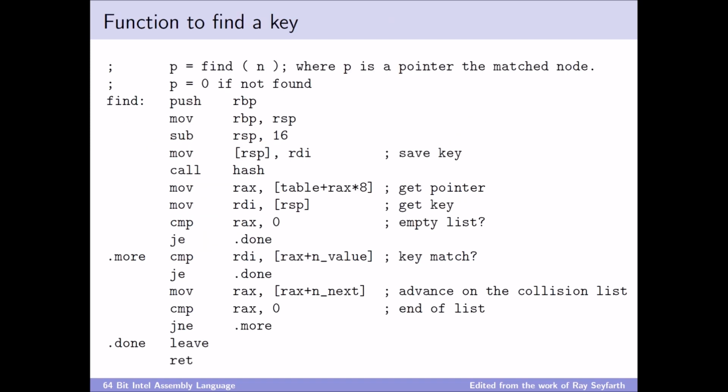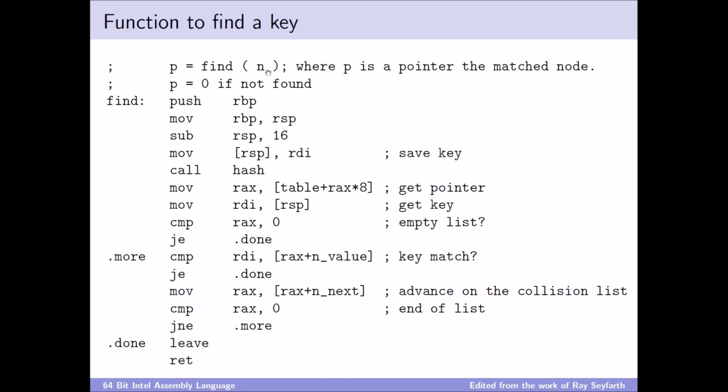Okay, so now that we have our basic structure, let's discuss how we could implement a function to find a key inside our hash table. So what we will want to do is implement the function find, which will take a single parameter, which will be the key that we're looking for, and I want the function to return a pointer to the corresponding node that has that key in.